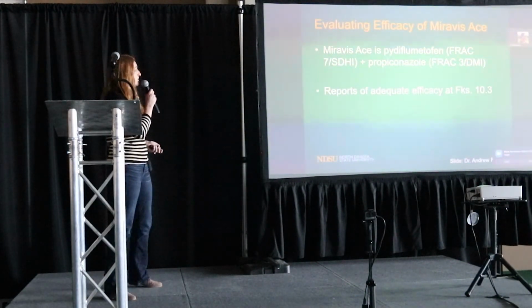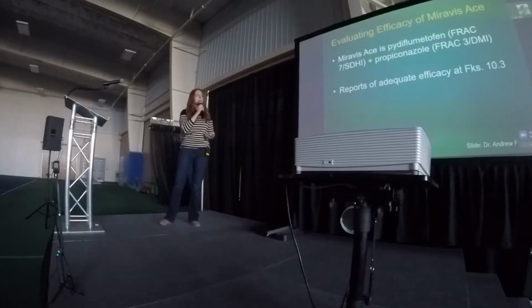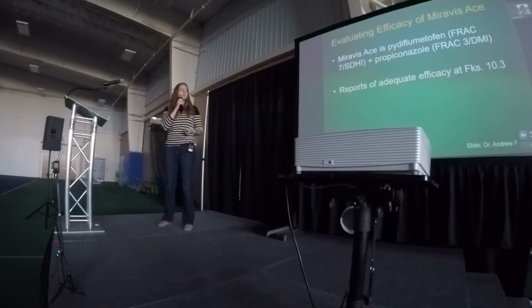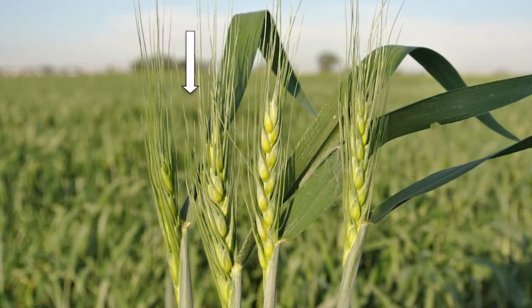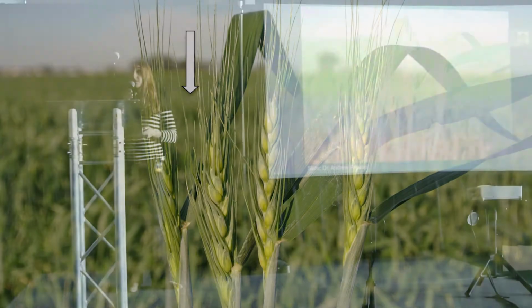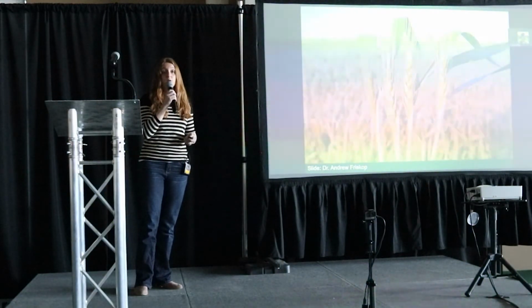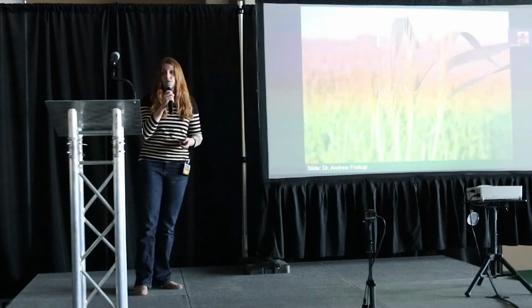So we have this new product, Miravis Ace, and on the label it talks about efficacy at Feekes 10.3, and that is half head. So it's kind of in between these two images here. Half of the head is emerged from boot, which is a big departure from how we've normally used our fungicides for control of head blight.